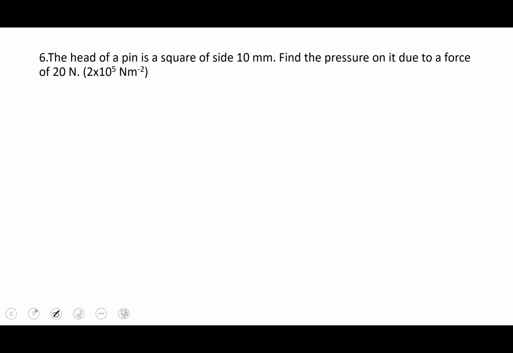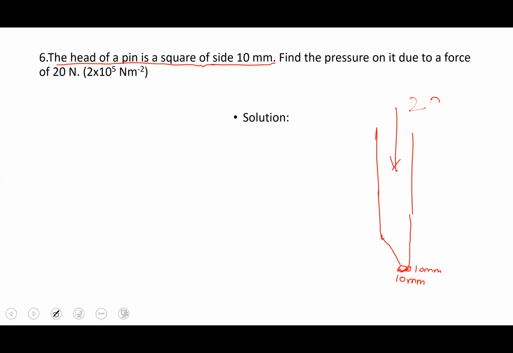Moving on to the sixth question, it says head of a pin is a square of side 10 millimeters. Now here I'm drawing a pin and it is narrowed at a certain point and it is of square form, and one side of it is 10 millimeters. So this side must also be 10 millimeters. So this is the area which we are talking about. And the force applied on this pin is 20 newtons. Now in this case, we have to find the pressure.